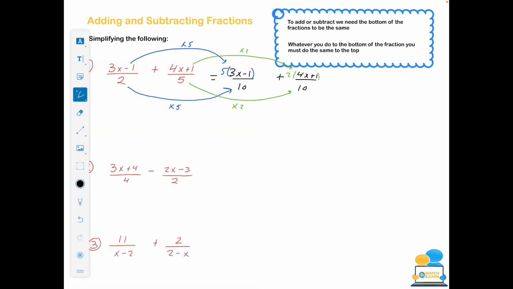Once you get to that stage, we rewrite our fraction, but we can just put it all over one fraction because the bottoms are the same. So it'll be 5 by 3x minus 1 plus 2 by 4x plus 1 all over 10. Multiply at the top, so that'll be 15x minus 5 plus 8x plus 2 all over 10, which is 15 plus 8 will be 23x, minus 5 plus 2 will be minus 3, all over 10. That's our final answer. So using those arrows can help. Just remember, whatever you do to the bottom of the fraction, you have to do to the top of the fraction as well.